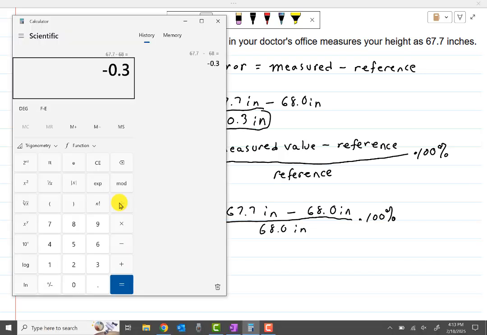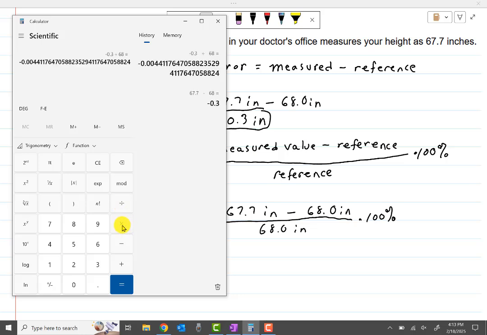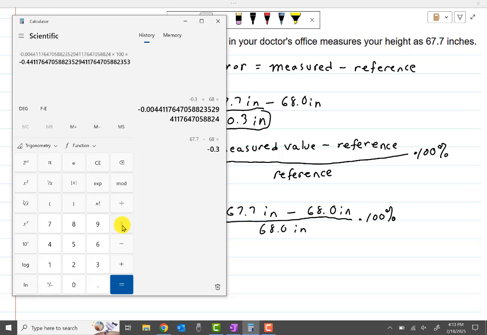All right, let me finish then with this. So I got my top part. Now divide by 68 inches, or 68.0 if you really care, and then multiply by 100. And if I go to 2 decimal places, it looks like negative 0.44%.